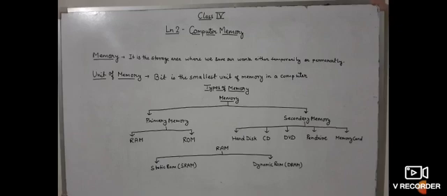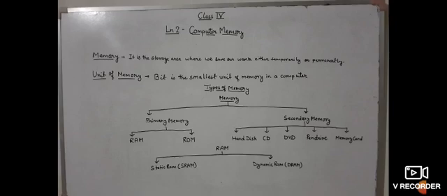The smallest is the bit, which represents one binary digit, either 0 or 1, and at present the greatest is the petabyte, PB, which represents 1024 terabytes. A byte is equal to 8 bits and a nibble is equal to 4 bits.